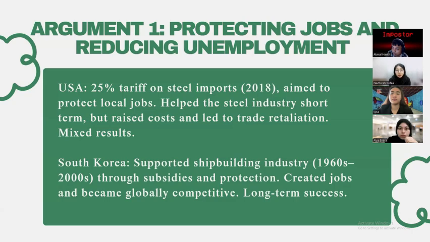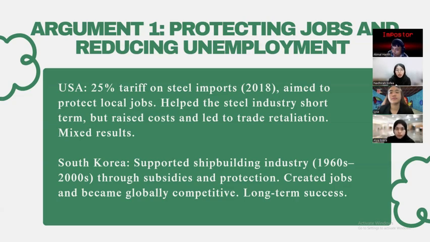So the first example is from the United States. In 2018, President Trump imposed a 25% tariff on imported steel. The goal was to protect American steel workers and reduce job losses. At first, the local steel industry did benefit, but other industries that needed steel had to pay more, which hurt them. Also, other countries like China retaliated by putting tariffs on US products. So overall, the result was mixed.